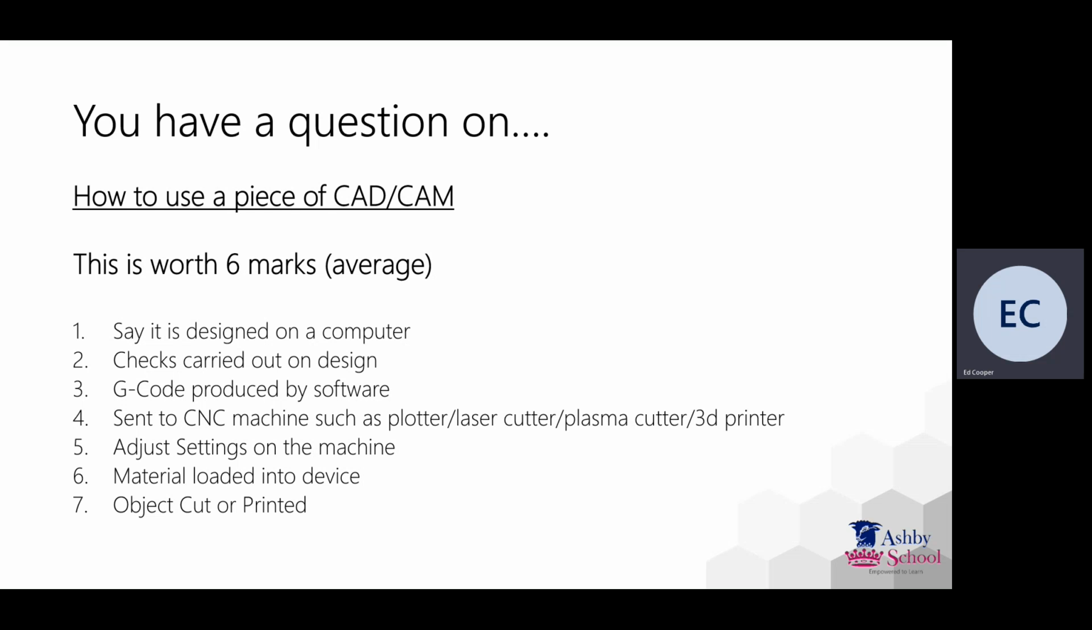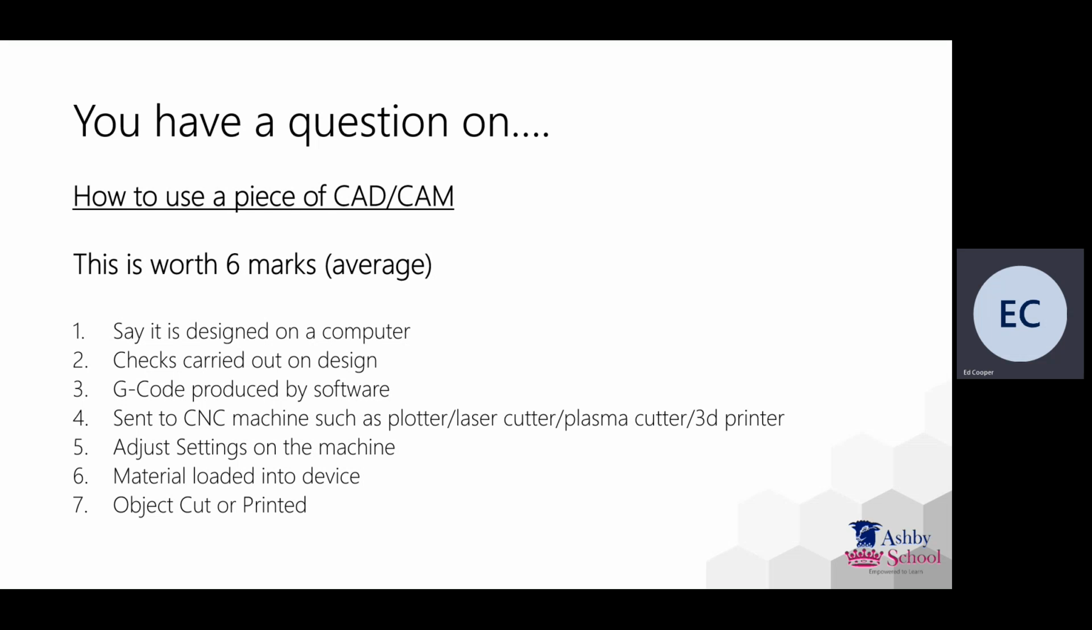So it's normally designed on a computer. So there's your CAD. Okay, checks carried out on the design. So we check to make sure that we've got things right. We've got no kind of stray lines, because if we're going to cut it, for example, on a laser cutter, we need to make sure it's not going to cut any material that we need. It then produces what's called G code. G code is the kind of machining code to tell that printer where to move to. It's the kind of graph coordinates, if you like. That's then sent to the CNC machine, such as a plotter, the laser cutter, the plasma cutter, 3D printer, whatever you want to call it.